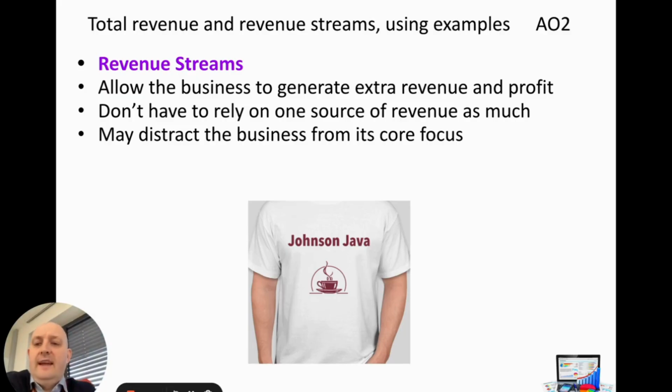I guess the only negative is it may distract the business from its core focus. If Johnson Java started selling magazines and bagels and things like that, it's possible that the business might forget about the fact that they're a coffee shop, and possibly the coffee might go down in quality. Not necessarily, but it's something that the business would need to be aware of.